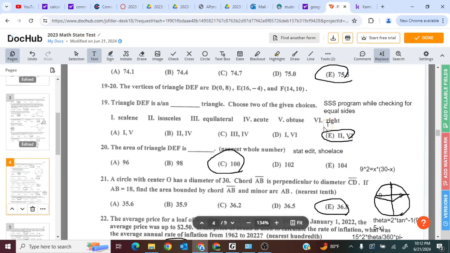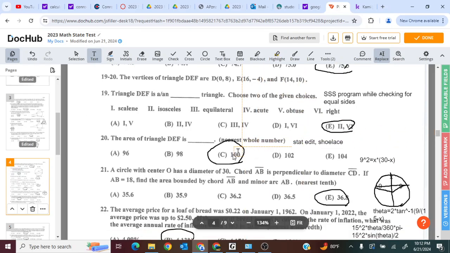Find the area of the triangle. We can use our shoelace program for this. Go to polygon, 3 sides, shoelace. All these things are in L1 and L2. X values in L1, Y values in L2. If you've seen any of the other math videos, you probably know the drill by now. Do that, you get 100.